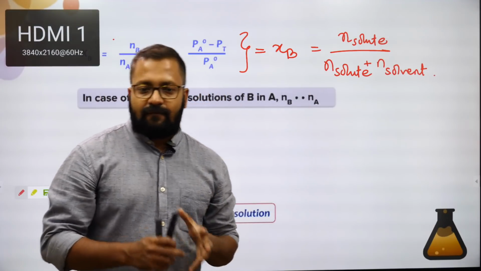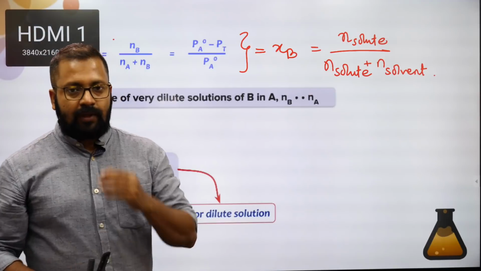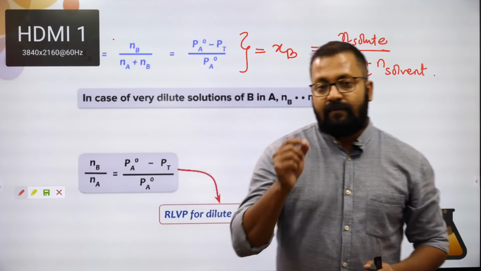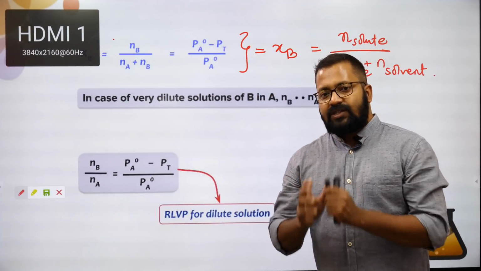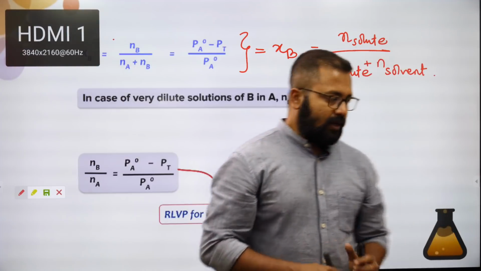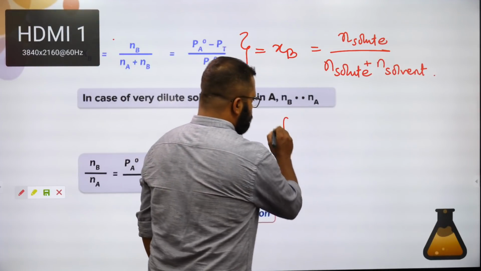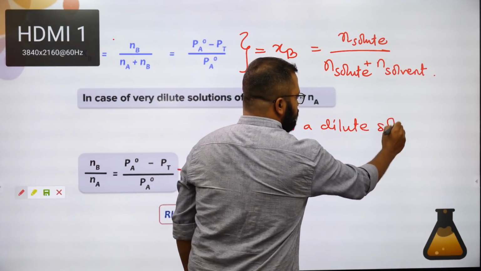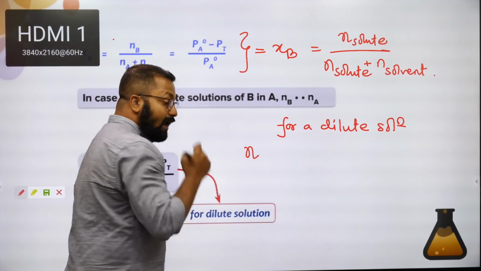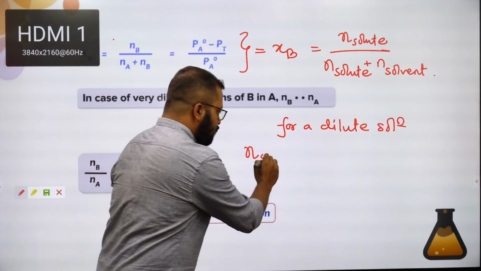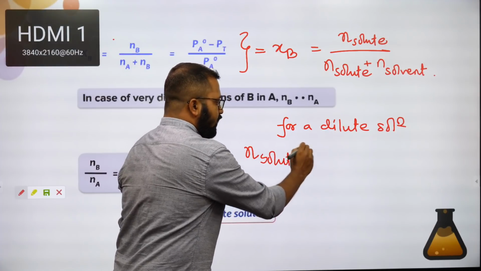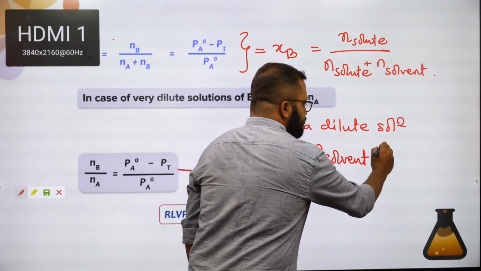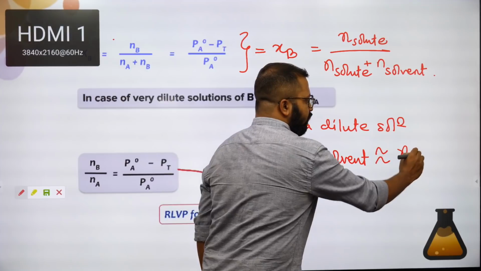Suppose you take a very dilute solution. What is the meaning of a dilute solution? Where the amount of solute is very small as compared to the amount of solvent. So for a dilute solution, can I say that number of moles of solute plus number of moles of solvent is nearly equal to number of moles of solvent?